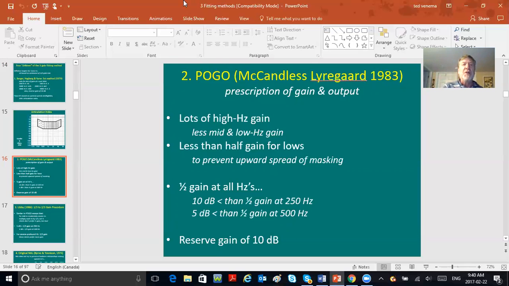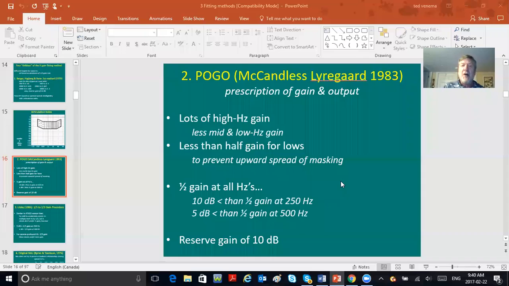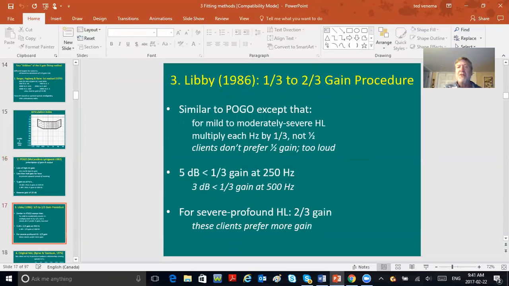Just to bug you, I'll stop sharing here. And I showed you these weird kite-shaped things, and we talked about the upward spread of masking, okay? Nonetheless, back to shared screen again, so you don't have to look at me, okay? So now we're going over to the third method, and that would be Libby. And I have a little bit of problem sometimes. Here we go. Good thing the screen didn't stick that time. It happens with Zoom. Sometimes when I'm showing real ear, my screen sticks and I can't advance very well.